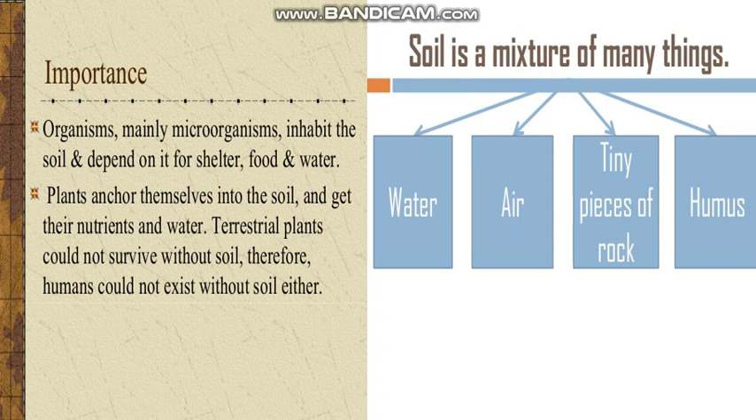The main components which are present in the soil are water, air, tiny pieces of rocks, humus, and microbes. These all things are present in the soil. We can also check their presence in the soil with the help of experiments.